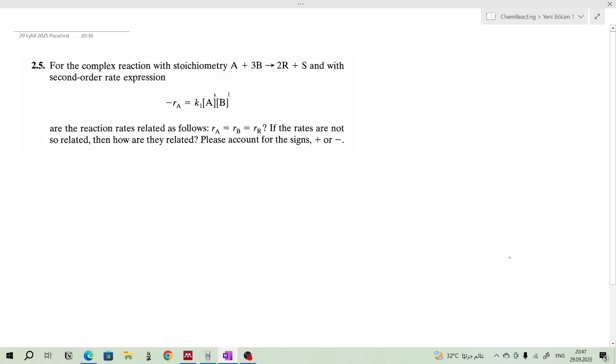In this lecture, we are going to solve a problem related to homogeneous reaction kinetics. We have a complex reaction with a stoichiometry given as A plus 3B to 2R plus S, and this is a second order rate reaction. You see here we have a power of 1 and a power of 1. The order of a reaction is just the summation of the powers of the concentrations, so 1 plus 1, it is second order.